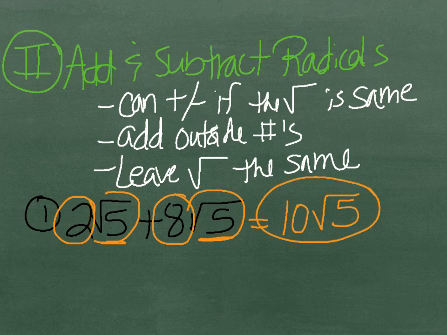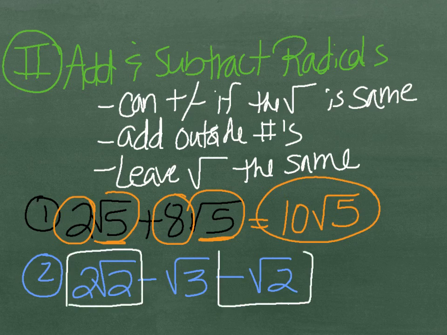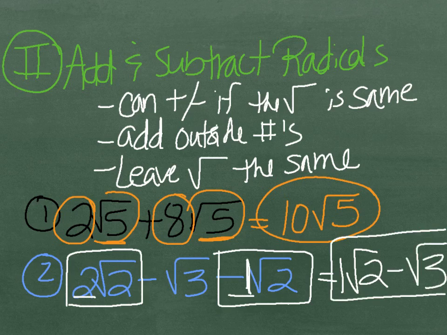So for example, let's say that you had something like 2 square root of 2 minus square root of 3 minus the square root of 2. If I look at this one, I can only put together 2 square root of 2 and negative square root of 2. And this is just like an x, so there is an imaginary 1 in front. So 2 minus 1, the coefficients, gives me 1 square root of 2. And now negative square root of 3 doesn't have a partner, so you just tack that on the end like you would a regular variable that doesn't have a partner.